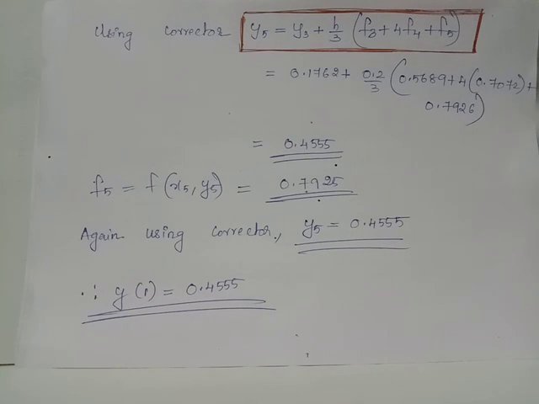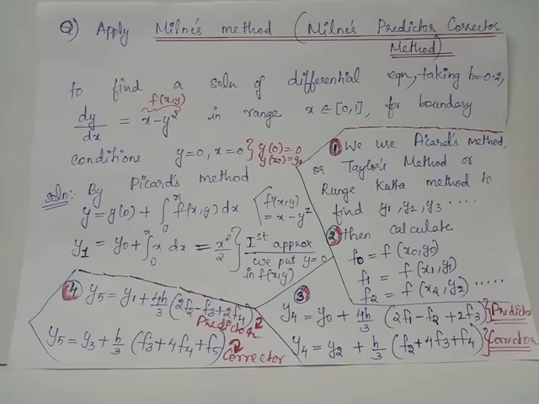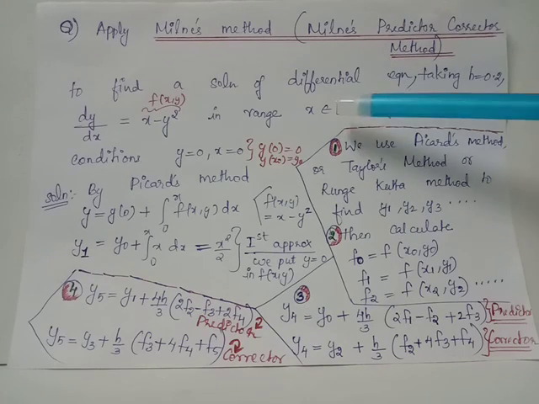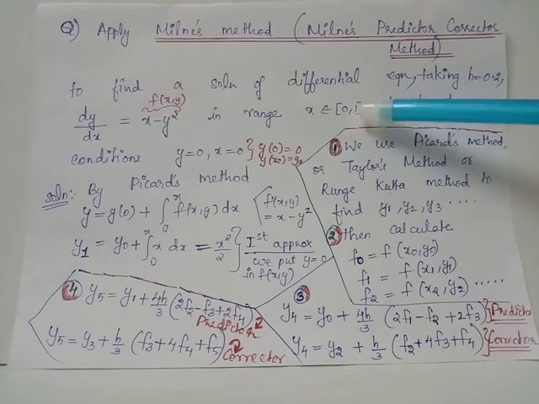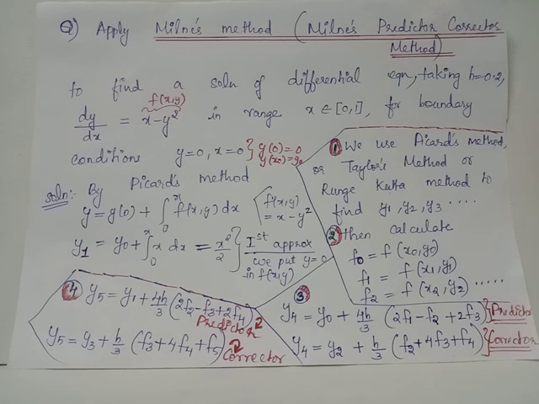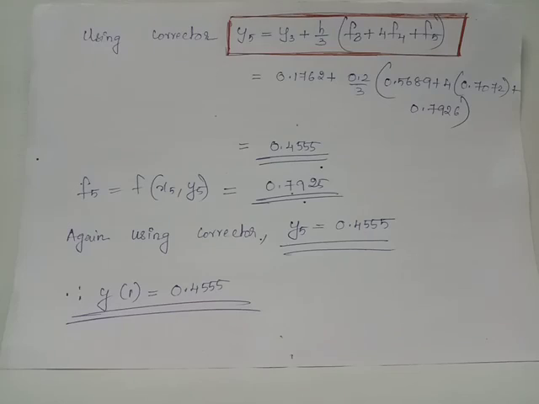Now this value of y5 corresponds to x5 equals 1.0, that is at x equals x5 equals 1, the value of y is y5. Notice that in the question, x ranges over the closed interval 0 to 1, and we have found the value of y at x equals 1, which is the upper bound. Hence, using Milne's predictor-corrector formula, we have found the value of y at x equals 1 is 0.4555.